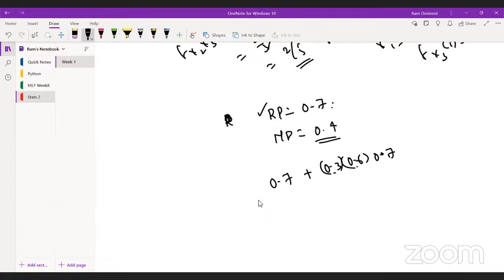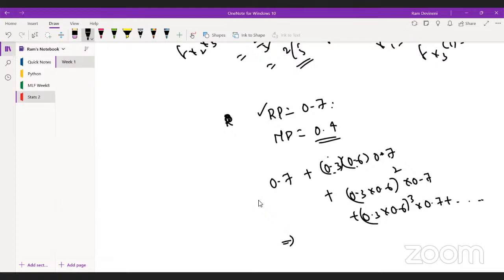Then let's say in the later one, in the first round they did not score, and in the second round also they did not score. It's a never-ending series, it will go on and on. So now it's going to be 0.3 into 0.6 whole square into 0.7, plus 0.3 into 0.6 whole cube into 0.7, and so on.